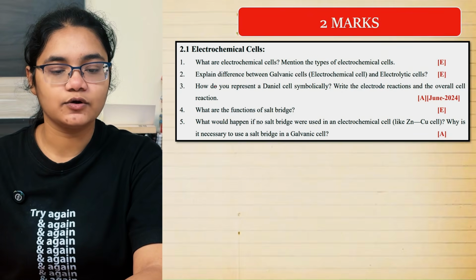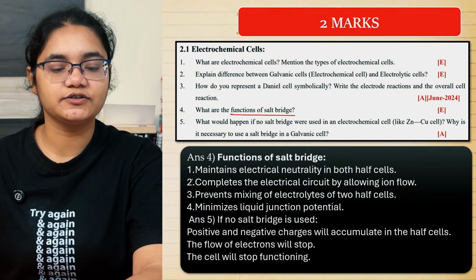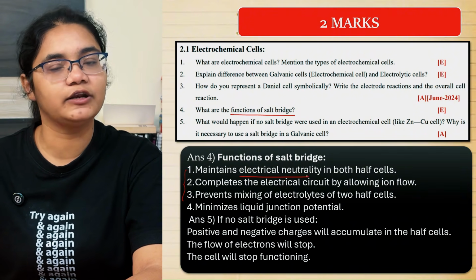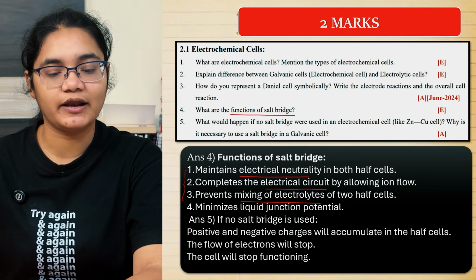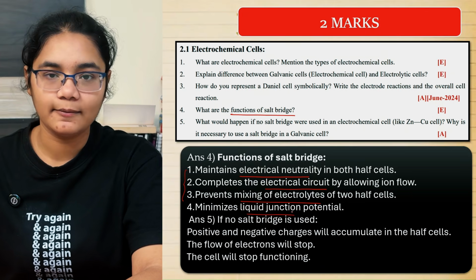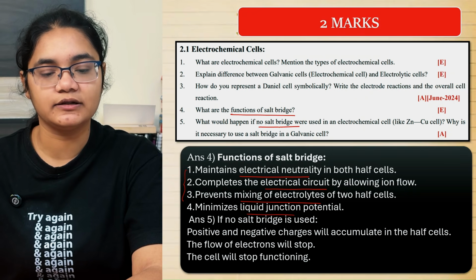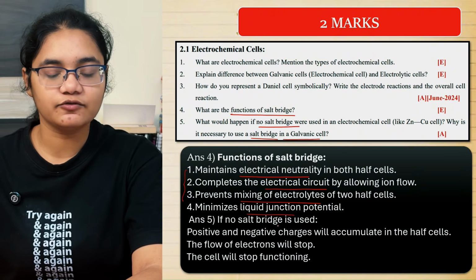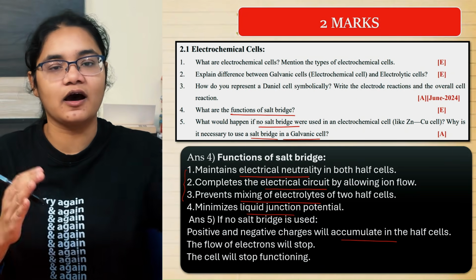Next is, what are the functions of salt bridge? So, functions of salt bridge, here I have written 4 functions. You can remember any 3. Maintains the electrical neutrality, completes the electrical circuit, prevents the mixing of the electrolytes, and minimizes the liquid junction potential. Next, what would happen if no salt bridge were used in an electrochemical cell? Why is it necessary to use a salt bridge in a galvanic cell? Both the questions will have the same answer. So if no salt bridge is used, then what will happen? The positive and negative charges will accumulate in the half of the cells, right?